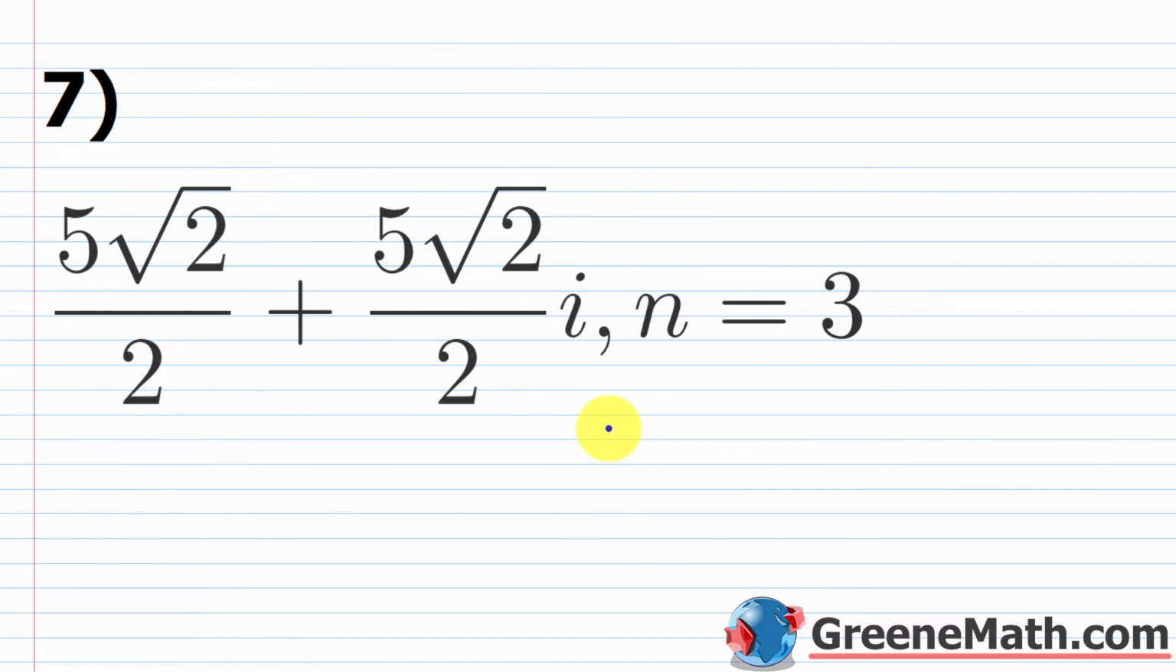All right, let's take a look at problem 7. So for this one, to get a little change up, I'm going to do it in radians. You can also do it in degrees if you want. So we have 5 times square root of 2 over 2 plus 5 times square root of 2 over 2 times I.